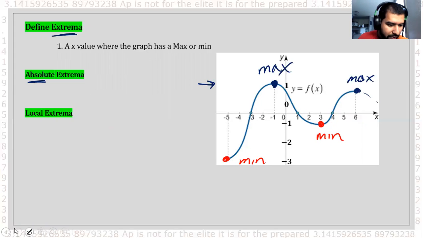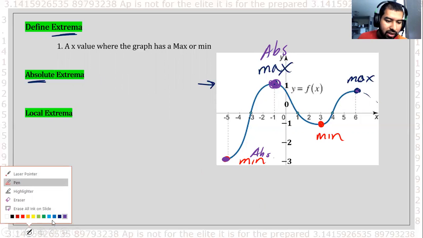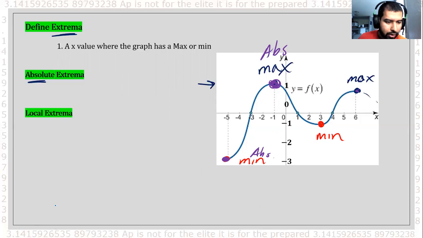So remember, if I am talking about my absolute max, that means the highest of the highest or the lowest of the lowest. This max right here is higher than this max right here, so this is my absolute max because it's the highest of the highest. My absolute minimum is the lowest of the lowest, which is right here. Keep in mind that not all functions need to have them. I think that's where my students were confused last year.